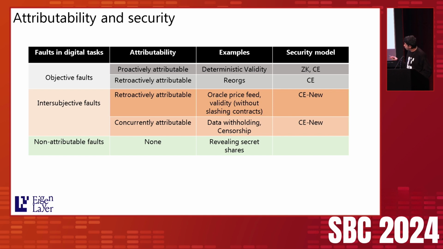The first category of faults is objective faults. Objective faults means you're violating some objective condition. Think of it like a mathematical or a cryptographic or a deterministic code execution. So the first subtype of objective faults we call proactively attributable. What does proactively attributable mean?